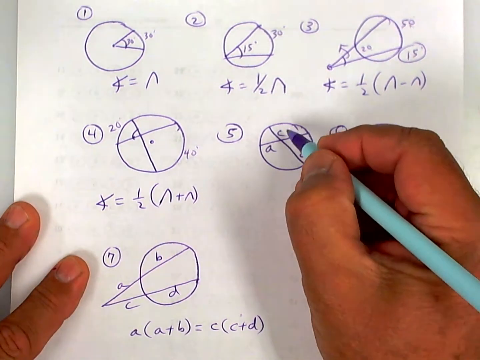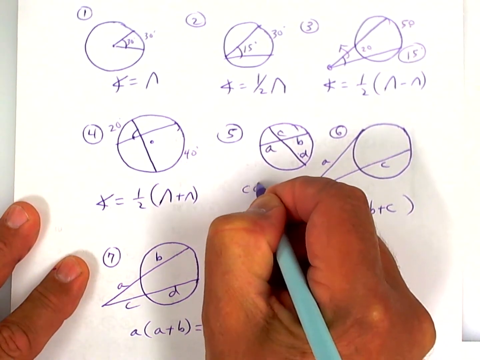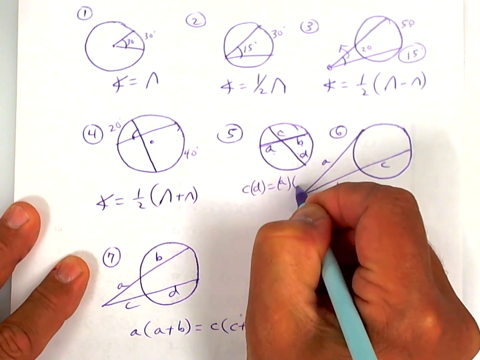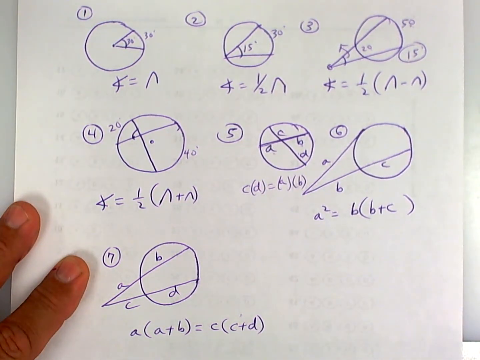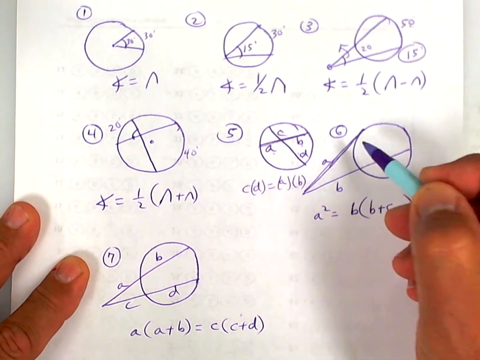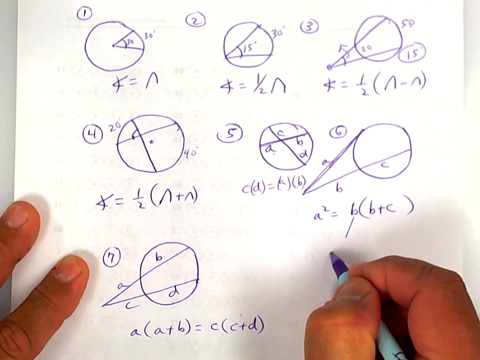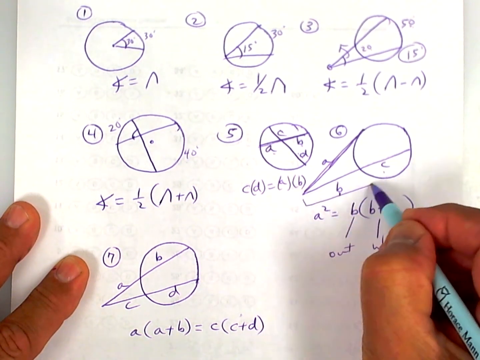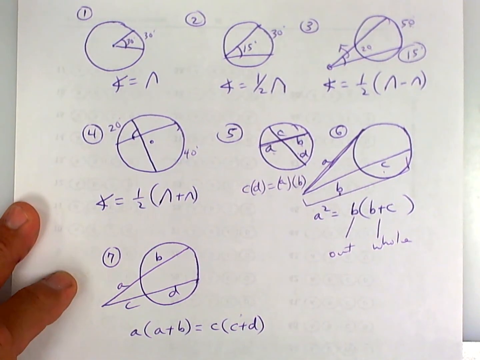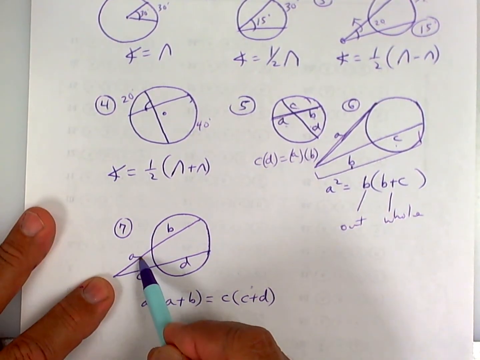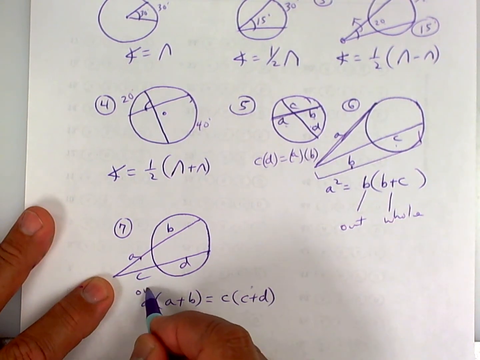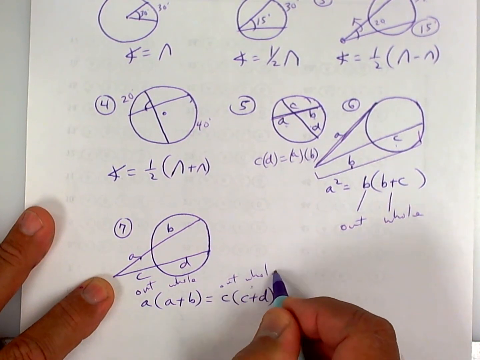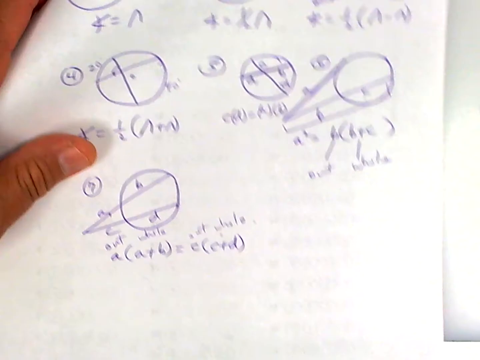This is the product. You would multiply these, so you would say C times D is equal to A times B. Follow the line. A times B. This is a review. This one, the tangent squared is equal to the outside times the whole thing. The whole thing is B plus C from here to here. You have to add those up. And finally, this one is the outside times the whole thing. So out times whole equals out times whole. You need to know all 7 of these. You were tested on that.